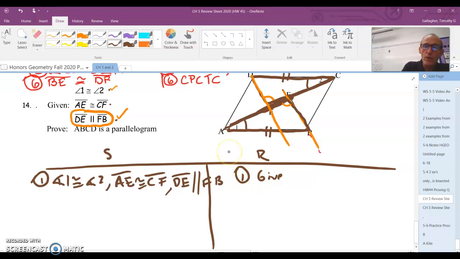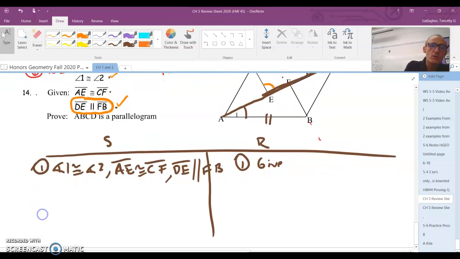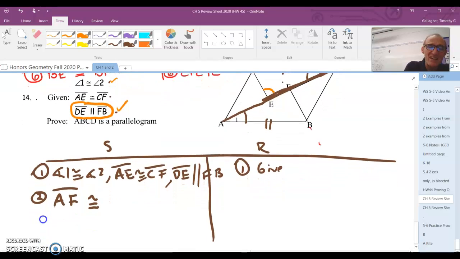All right. So now what we want to do is, I will kind of erase it here, but I'm going to get AF congruent to CE by addition. Okay? So number 2, AF congruent to CE by addition.